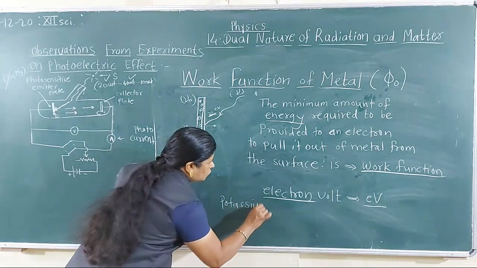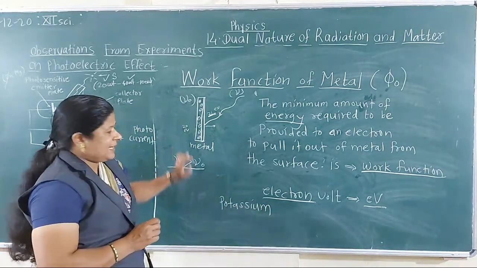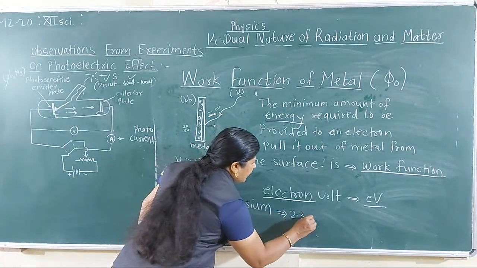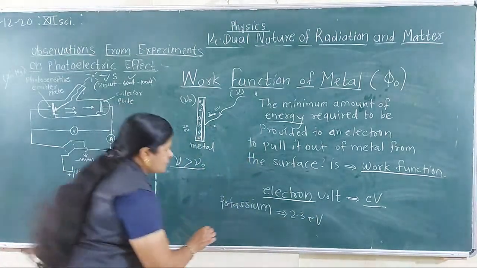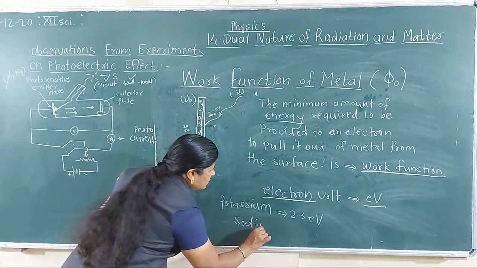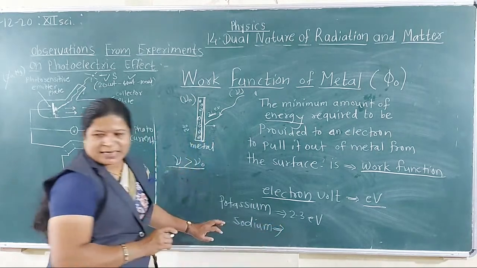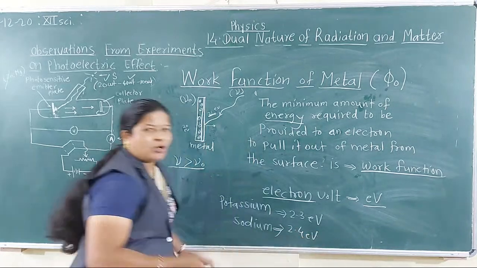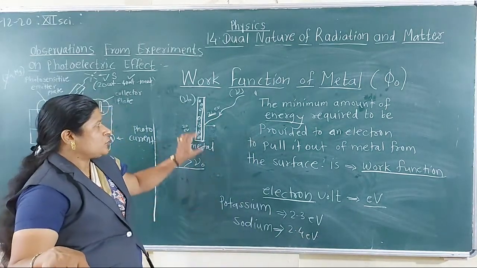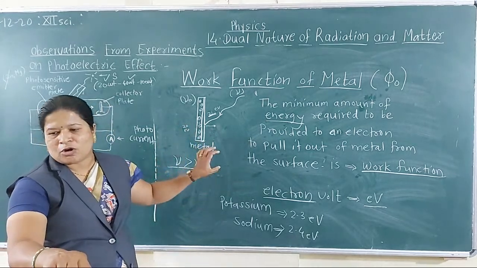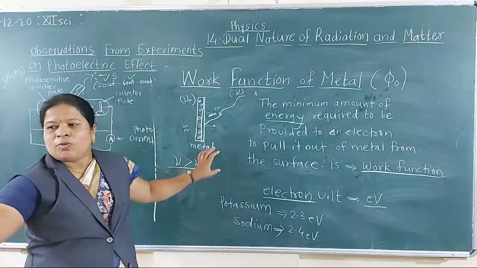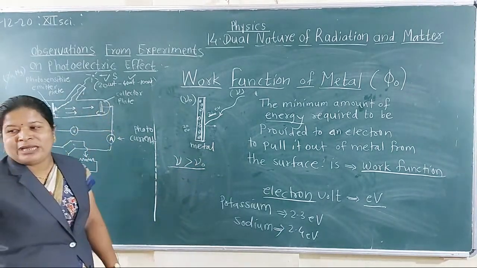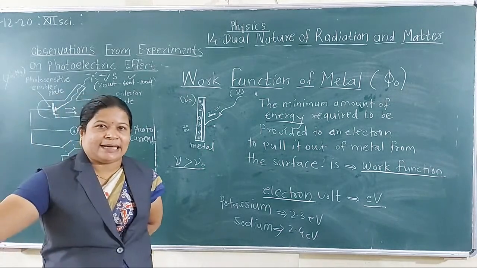Having work function. If this metal plate is potassium, then its work function is 2.3 electron volt. If the metal plate is sodium, then this sodium metal has a work function of 2.4 electron volt. So we call it the work function of the metal. So from this experiment, photoelectrons were always emitted.